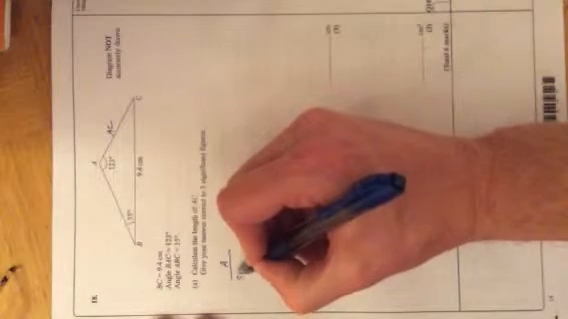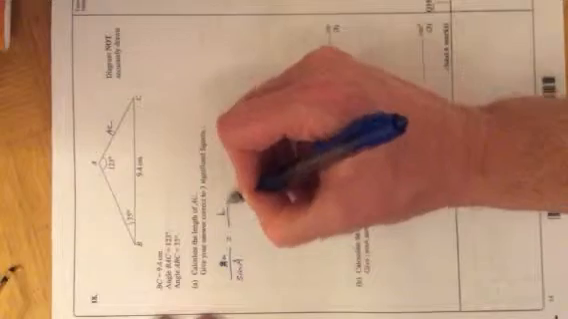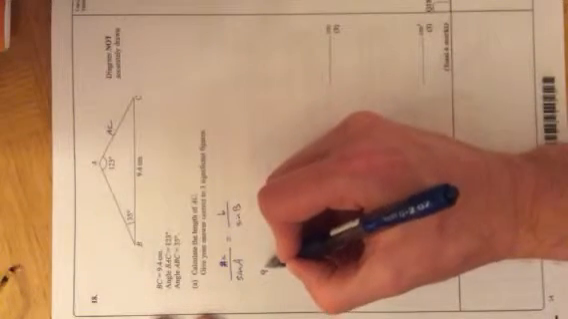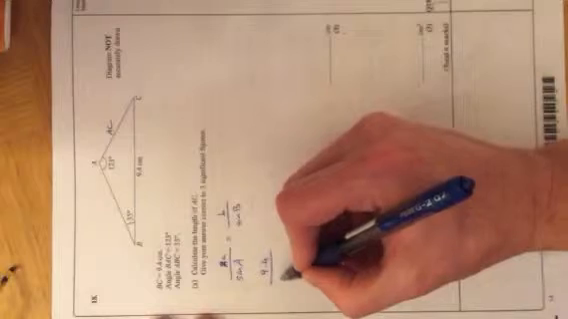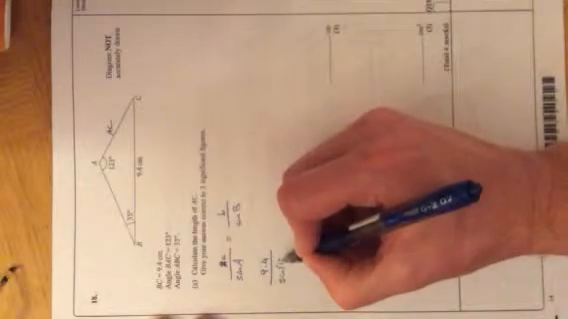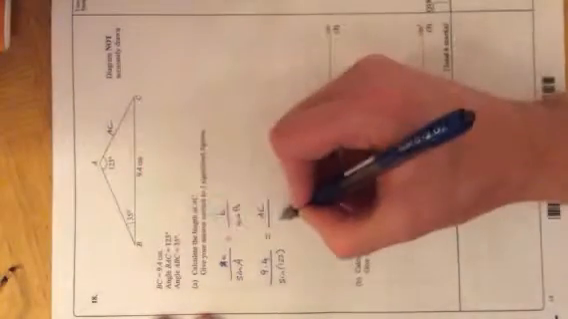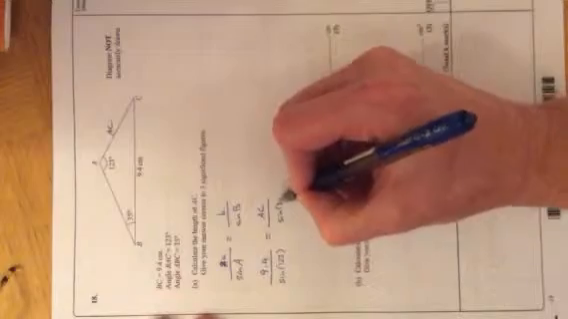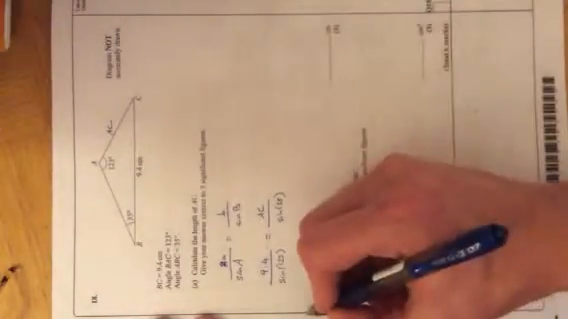So we've got a over sine A equals b over sine B is the general formula. The a that we know is 9.4, so 9.4 all divided by sine of A, which is sine of 123, must be equal to the b that we don't know, this is our unknown AC, all divided by the sine of 35. I want AC, it's currently being divided by sine 35.